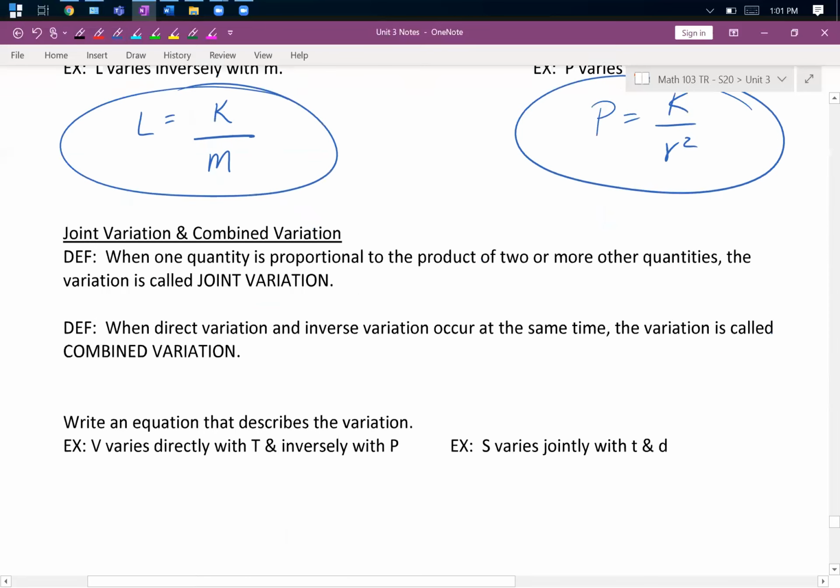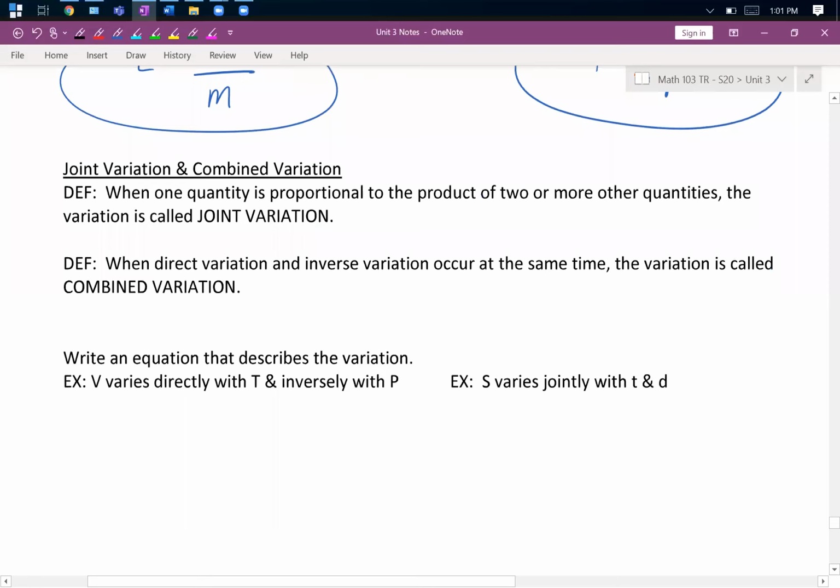So we've got two other kinds of variations, but basically they're just building off the direct and the inverse variation. So the first one's called joint variation. This happens when one quantity is proportional to the product of two or more other quantities. So basically, you're going to multiply by more than one variable, k times a couple things. So joint variation just means like repeated direct variation.